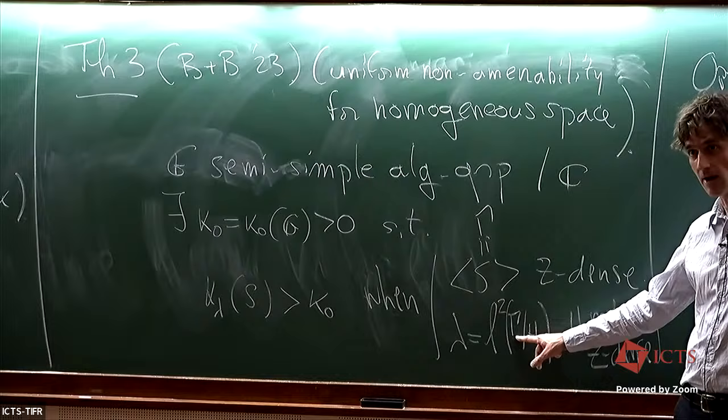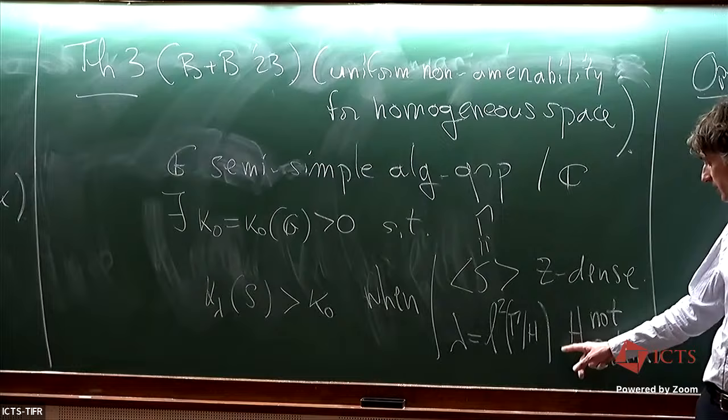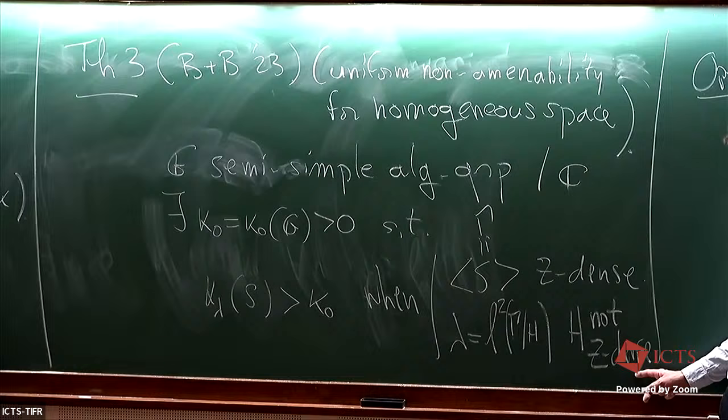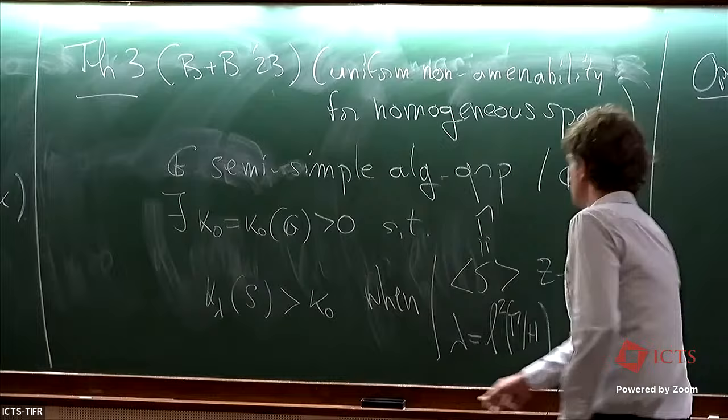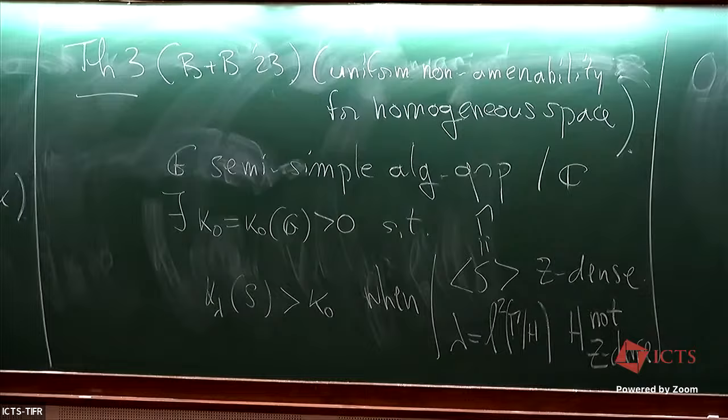But what I'm saying here is that you do get this uniformity, provided you restrict to a subclass of subgroups of gamma that are not Zariski-dense. So you have the geometric condition, and then you have this uniformity. Okay, so that's the theorem. A couple of consequences, I guess.